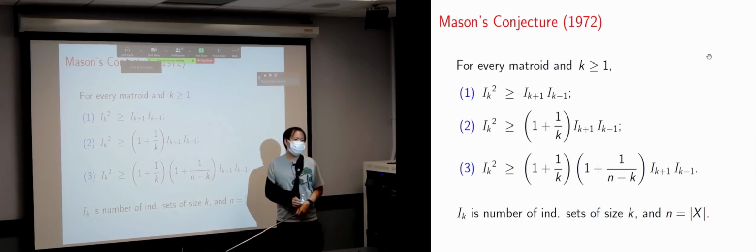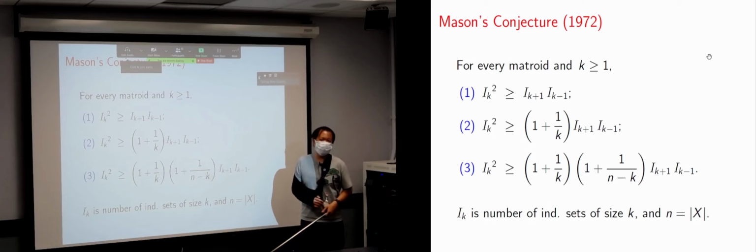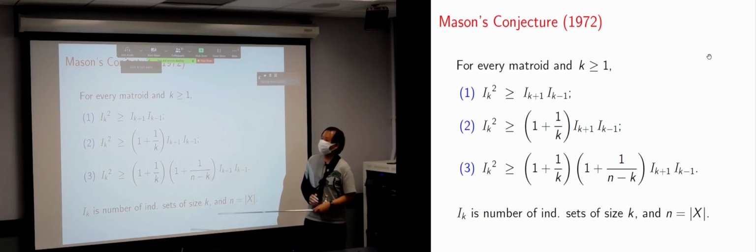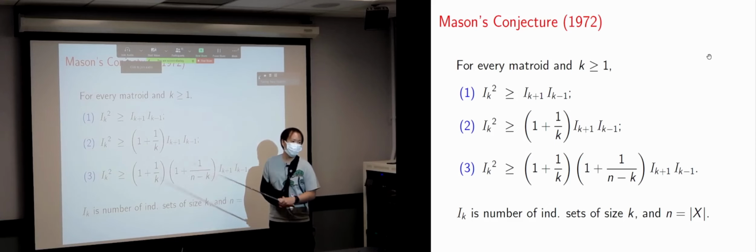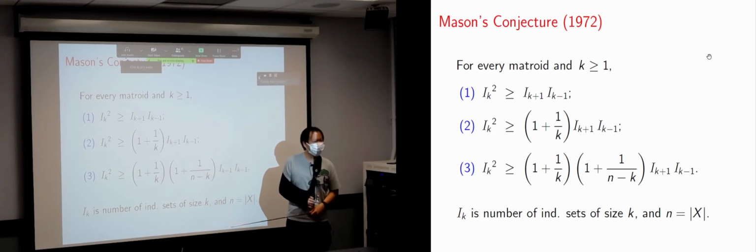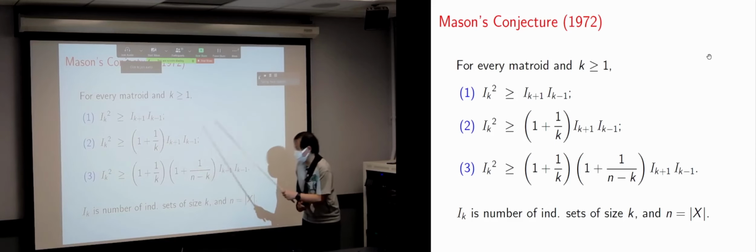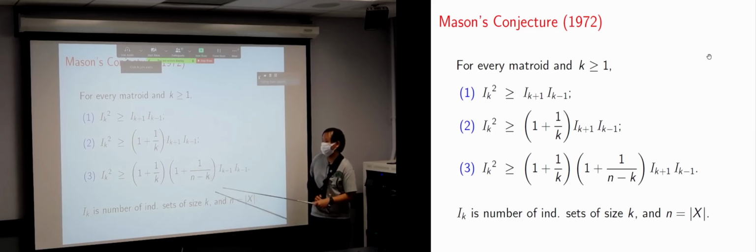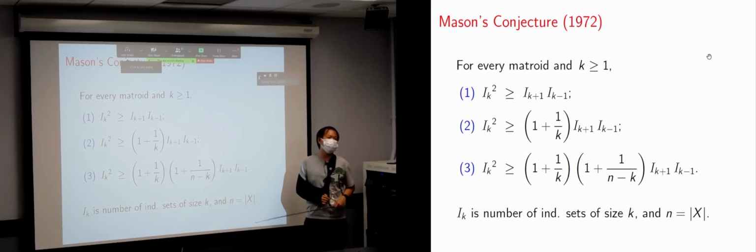The first one simply says that the sequence I_1, I_2, I_3, up to I_n is log-concave. But Mason was a bit greedy. He said, okay, let's not stop there. Let's go even further. How about if I add this constant 1 + 1/k on the right side? Maybe it still works. He put that as a conjecture. And he said, why not go even further? Let's add another term, 1 + 1/(n-k). And this, the third one, is called the strongest form of Mason's conjecture.